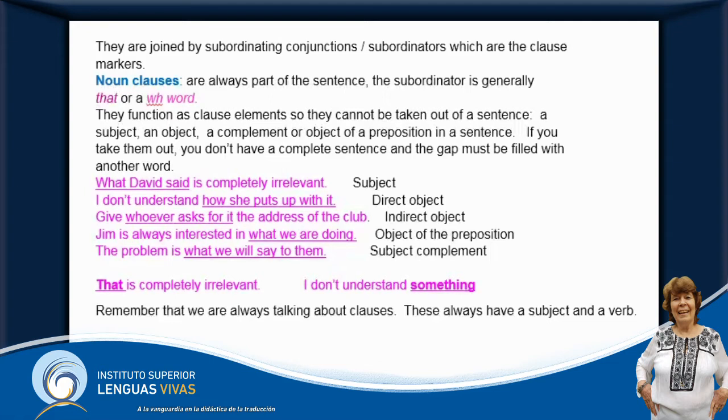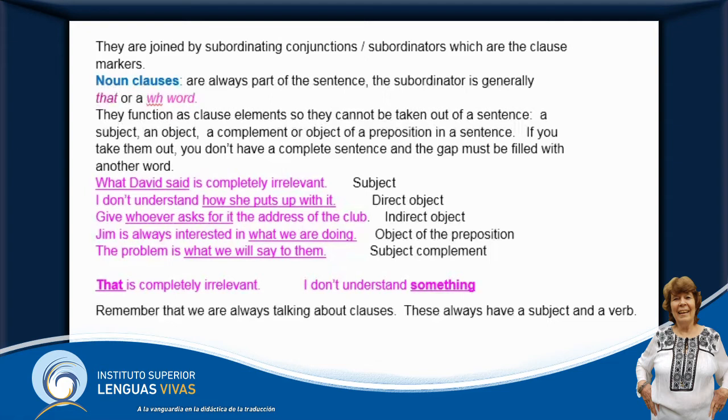You can also have them as an indirect object. And here you have give whoever asks for it the address of the club. Here, whoever asks for it is a WH, subordinated clause, that is functioning as an indirect object. Whoever here is the subject and asks is the verb. Remember that you always need in a clause a subject and a verb.